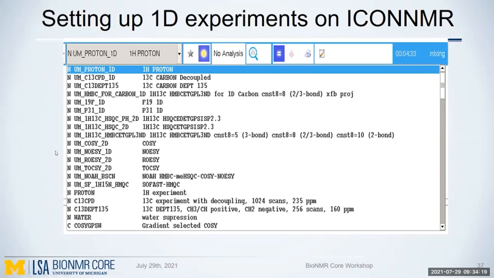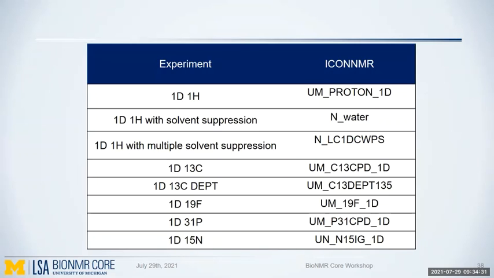So this is just an example of the list of experiments that are available. All the experiments I mentioned in the 1D NMR experiments are listed here. And here is a table that gives you the names of the experiments that you can choose on ICON-NMR. If you want to run a 1D proton, just click on the proton 1D experiment on ICON-NMR. And for the solvent suppression experiment, we have those available. And we also have all those other experiments already set up on ICON-NMR.